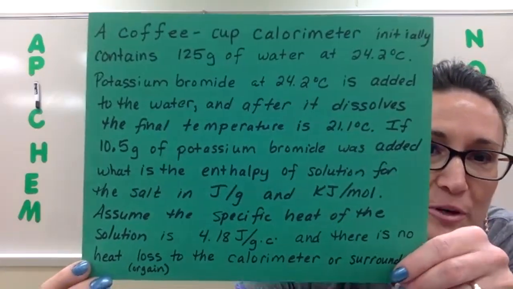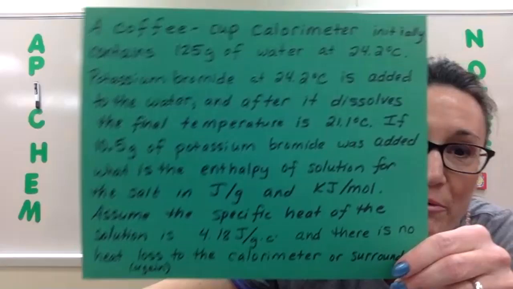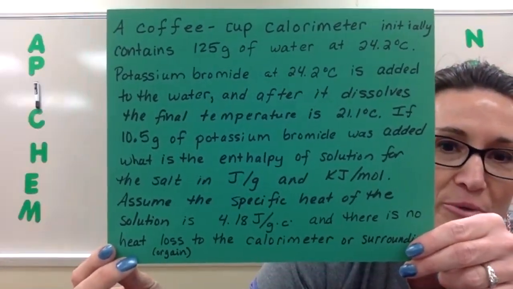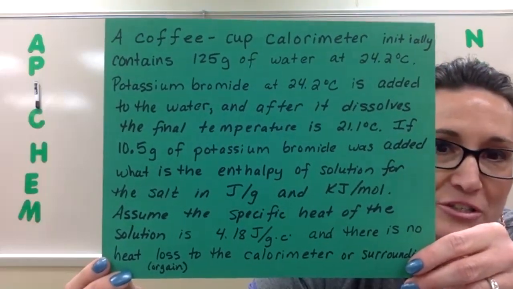We're going to do that in joules per gram and kilojoules per mole. Okay, I'm going to turn off this music here, make sure we don't go to another one. Maybe we'll play music in a little bit. All right, so we're going to use 4.18 joules per gram per Celsius as the heat capacity of the solution. Okay, so that's our first one.